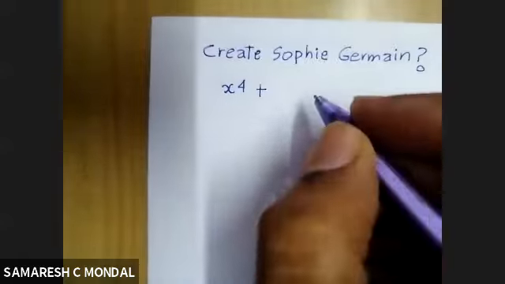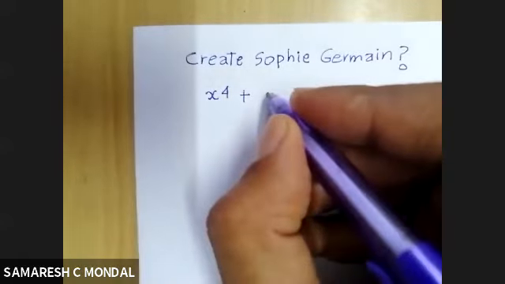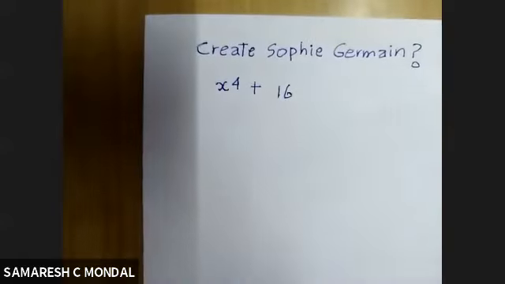Yeah, someone replies. Correct, I'll write x to the power 4 plus 16. Just hold on, I'll check it. Yeah, Watson says x to the power 4 plus 16 plus 7x square. This he creates.